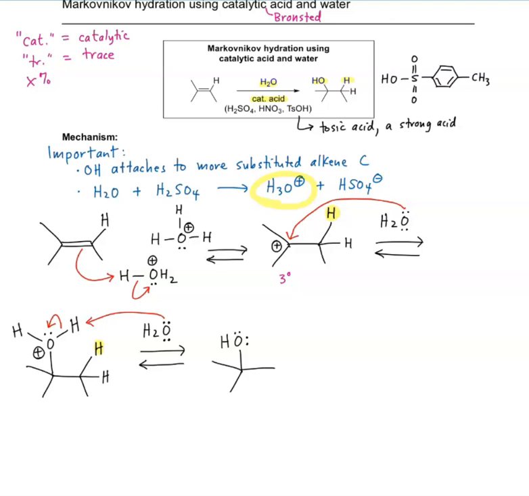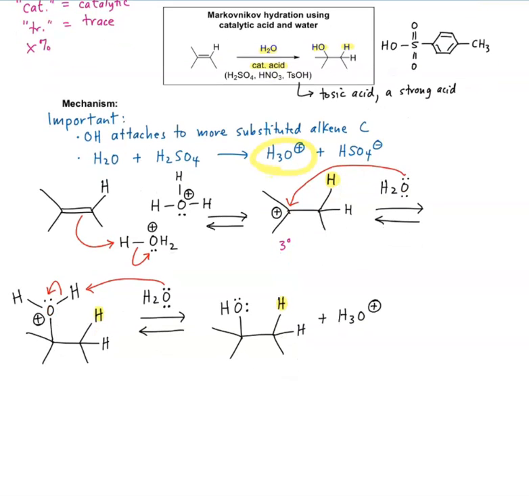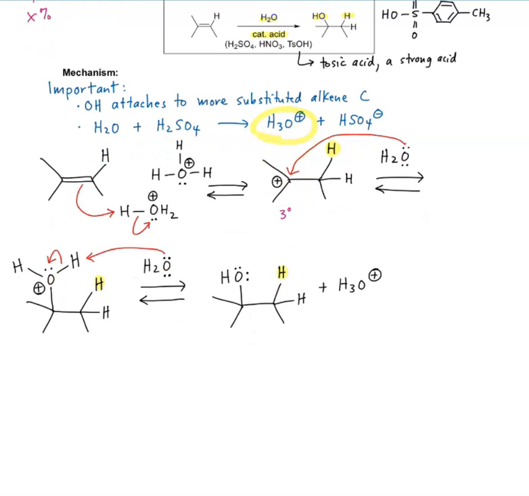So you end up with the alcohol and the regenerated acid catalyst. And then we can redraw the alcohol, omitting the hydrogens and just using the skeletal format. So that's the same product that we just got.